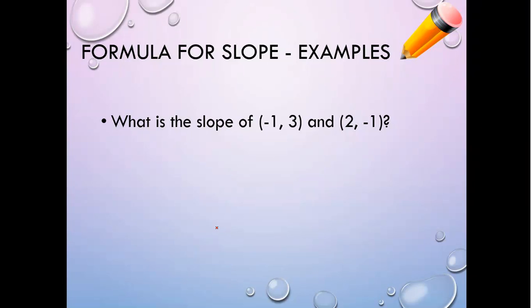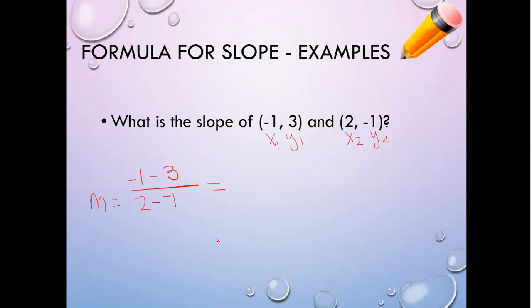So I have (-1, 3) and (2, -1), and I want to find the slope of this line. So again, I'm going to designate who's x1, who's y1, who's x2, who's y2. So my slope, remember, it's change in y's over change in x. So -1 minus 3 over x2 minus x1.